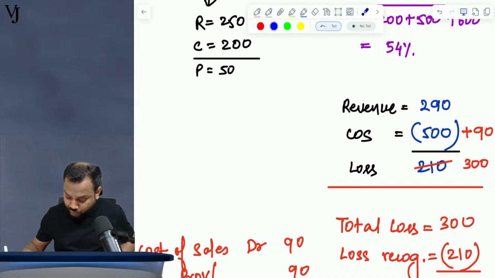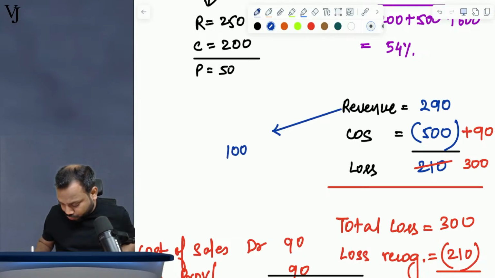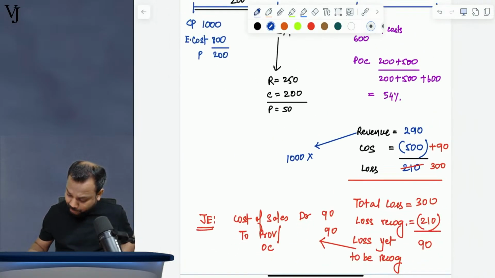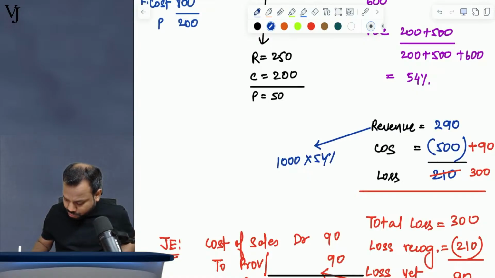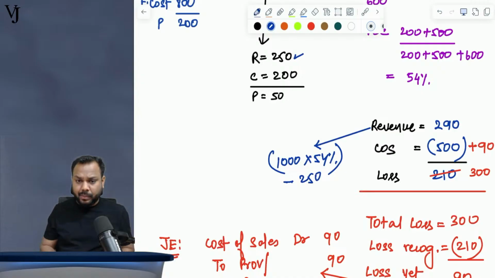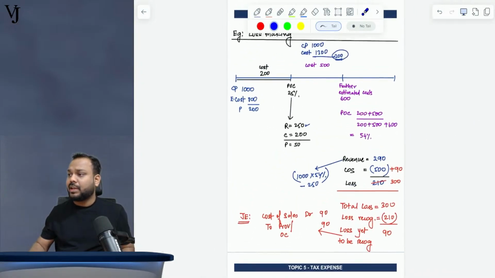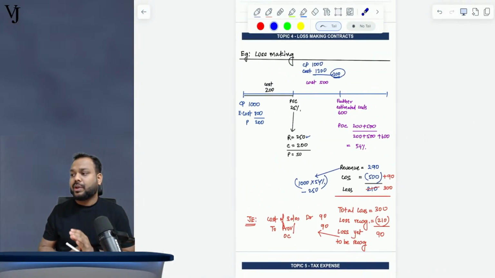Now, Jeet Sarkar, you are asking me the computation of 290. Let me give you the computation. Tell me what was the contract price? 1000. What is the percentage completed? 54%. So this is the cumulative revenue that should ideally be recognized, minus the revenue that we have already recognized, 250. So can you please compute? 1000 into 0.54 minus 250 becomes 290. Is it clear, everyone? Come on, guys, please check and tell me.